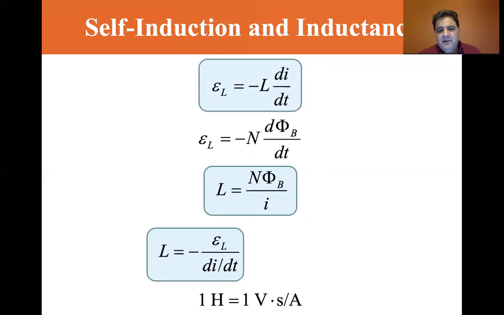So L equals minus E sub L divided by di/dt, and just recall that R is equal to delta V over I. R is the resistance to current. L is the resistance to a change in the current. So yes, resistance is a measure of the opposition to current, and inductance is a measure of the opposition to the change in current.